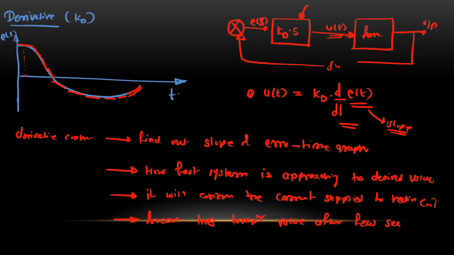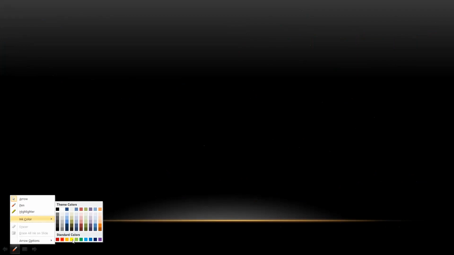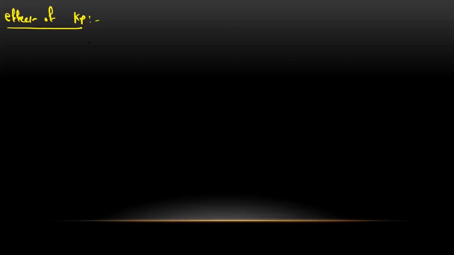Now we have to combine all these three elements: proportional, derivative, and integral, and then control the output temperature. Now we will see the effect of the proportional, derivative, and integral controller on the output process. That means, if you increase or decrease the Kp value, what is the effect? First we will see the proportional controller, where we change the value of Kp.